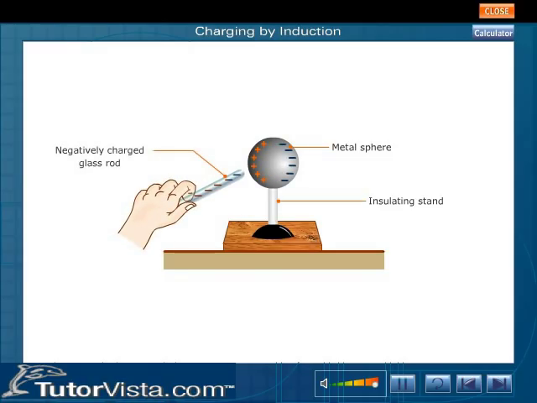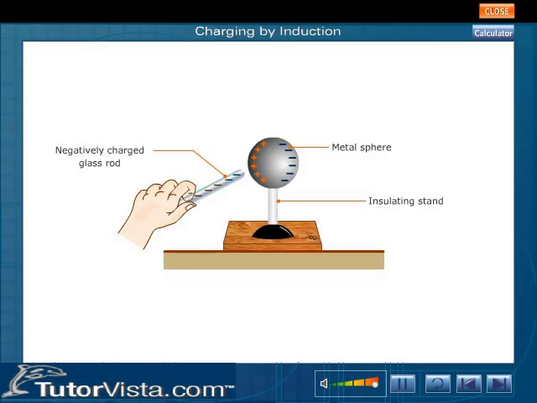The free electrons in the metal sphere are repelled by the excess of electrons on the rod and they shift away from the rod. The charges cannot escape from the sphere because the supporting stand and the surrounding air are insulators. Thus we see that there is excess of negative charge on the side away from the rod and deficit of electrons on the side nearer to the rod. These charges are called induced charges.